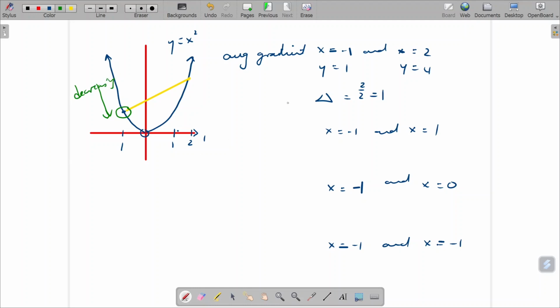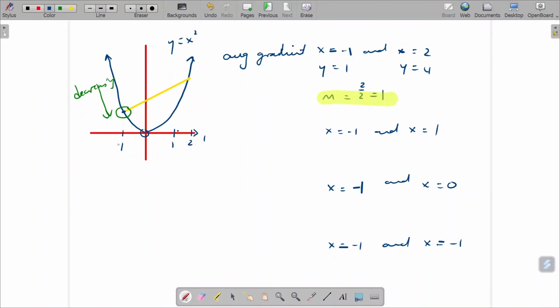So this value here of the gradient, m equals 1, has very little relevance at all to what is actually happening in the graph. Okay, the gradient equals 1 is the average gradient across those 2 points, but doesn't tell me much about what's happening at that point, x equals -1.